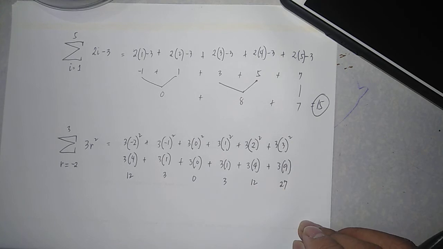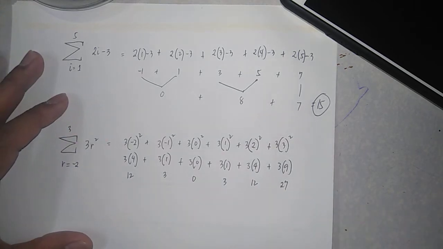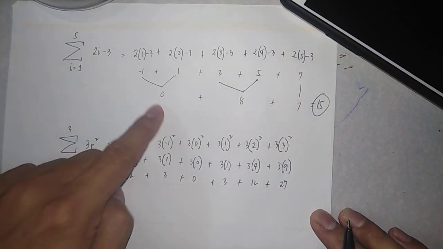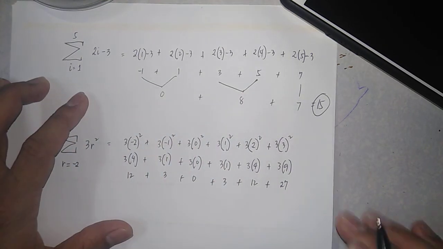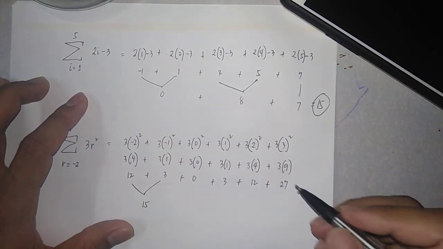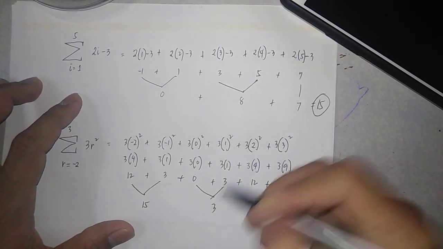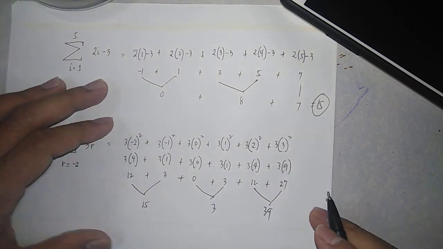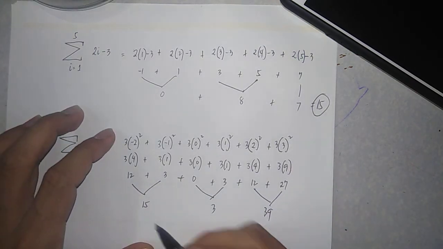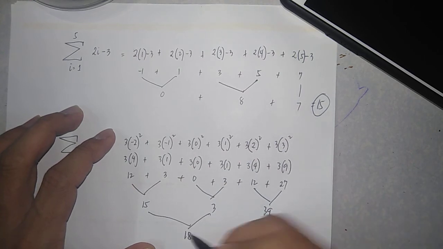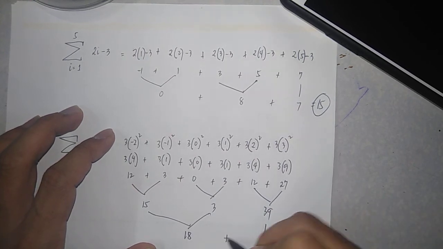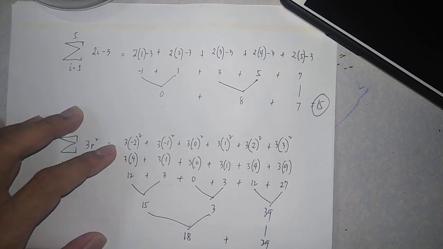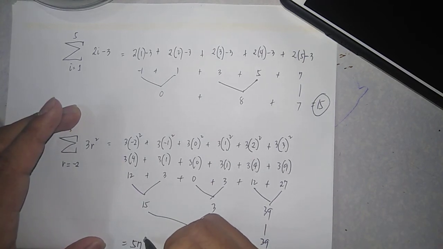Pag hindi nyo na kayang isolve yan mentally, pwede naman na kayo gumamit ng calculator. Pero try natin kasi madali lang naman. Add lang naman. Alright? Ang usually ginagamit kong technique pag adding ito. Kagaya nito. By 2's. Alright? So, 12 plus 3, 15. 0 plus 3, 3. 12 plus 27 is, very good, 39. Next. 15 plus 3, that is 18. Plus 39, that is 18 plus 39, that is correct. The answer is 57. Kaya ang sagot is 57.